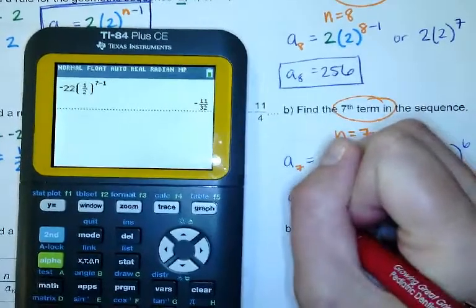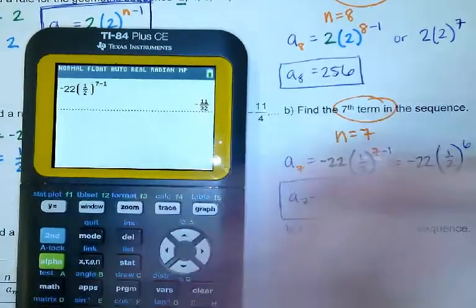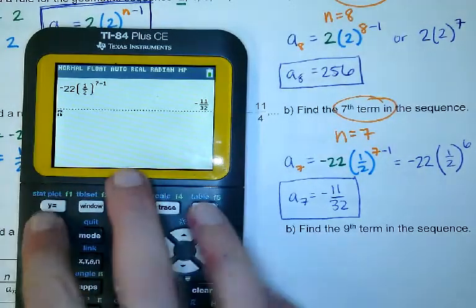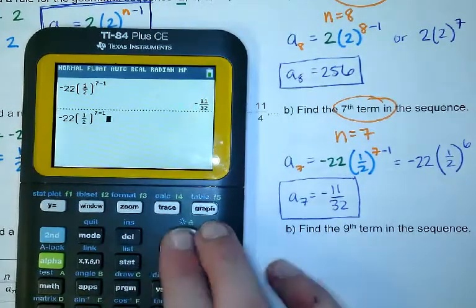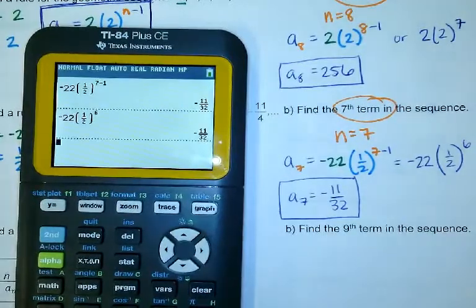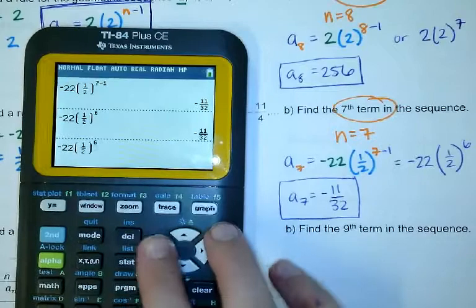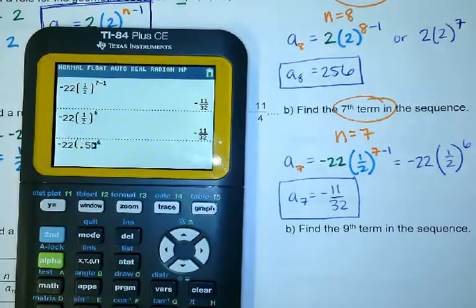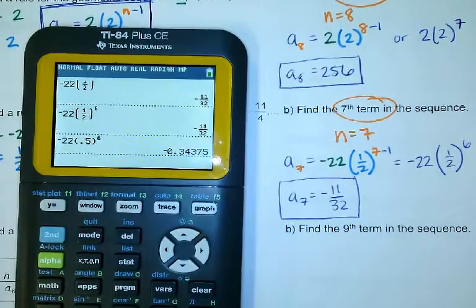Now, if you had done the same exact thing, and instead of 7 minus 1, you just did 6, you would still get negative 11 over 32. And guys, if you did the same thing, and instead of 1/2, you did 0.5, raised up to the 6th power, you would get this really ugly looking decimal, but I would try to turn it back into a fraction, and when I do, it's still negative 11 over 32.